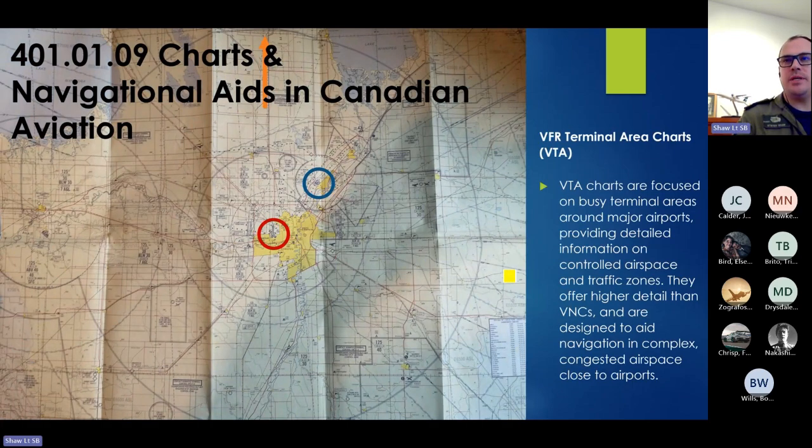Okay, so they're focused on busy terminal areas around major airports, providing detailed information on controlled airspace and traffic zones, offering a higher level of detail, and are designed to aid in navigation in complex, congested airspace close to terminal. So if I'm just cruising between Winnipeg and Calgary and we're getting close to Winnipeg, there are some specific procedures for that particular airspace. That's where we find these, on these VTAs.